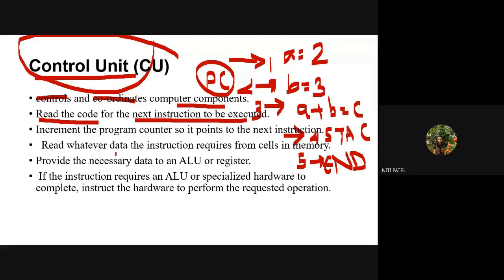It will read whatever data the instruction requires from a cell in the memory. Now what does this mean? A is equal to 2. Where is A is equal to 2? Somewhere in the memory. So as soon as I point to A is equal to 2, what will that do? It will go to the memory wherever 2 is stored, and it will retrieve the data 2 from the memory. Immediately it is doing the work of retrieving. PC will be incremented and it will go into B is equal to 3. Again it will go to the memory cell, search for the data 3, and it will retrieve 3.